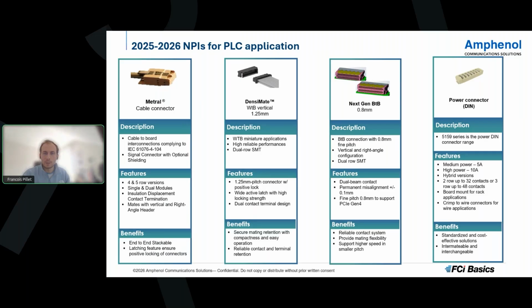Secondly, Densimate 125 is designed to offer reliable and secure retention in small pitch wire-to-board configuration, thanks to a U-shaped groove for better positioning and pin protection, specific cavities for stabilized terminals, and dual contact for secure connection.